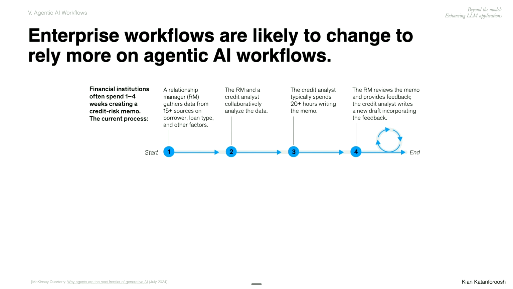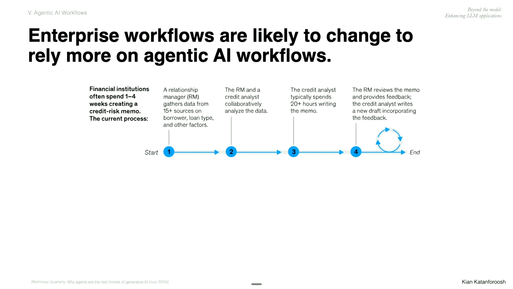And here's the process. A relationship manager gathers data from more than 15 sources on the borrower, loan type, and other factors. Then the relationship manager and the credit analyst collaboratively analyze that data. Then the credit analyst typically spends 20 hours or more writing a memo, and then goes back to the relationship manager. They give feedback, and then they go through this loop again and again. And it takes a long time to get a credit memo out.